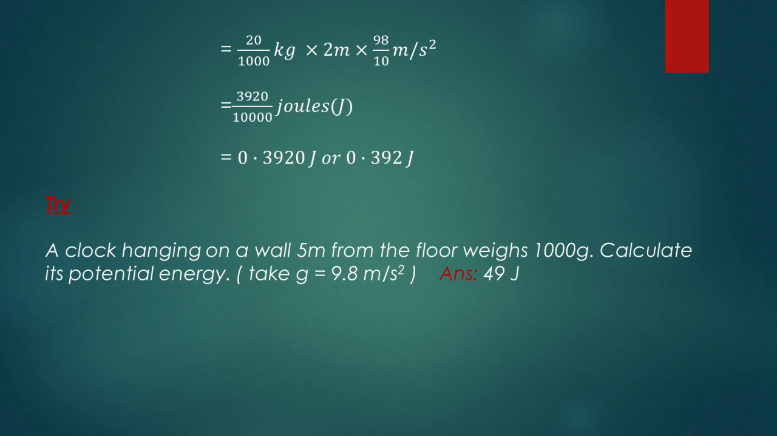Now I would like you to try this and check your answer, which is 49 joules. A clock hanging on a wall 5 meters from the floor weighs 1000 grams. So what are you doing? We are calculating its potential energy. I wish you best of luck.